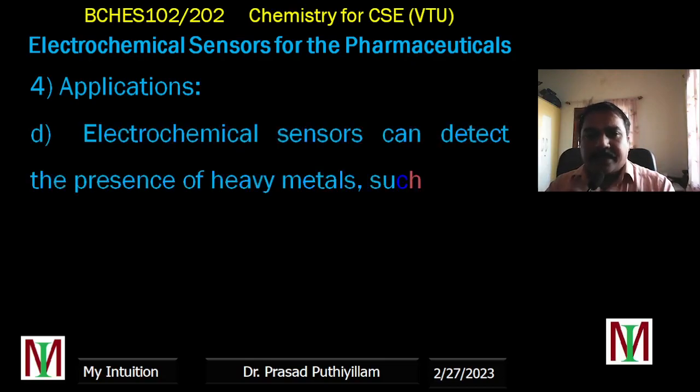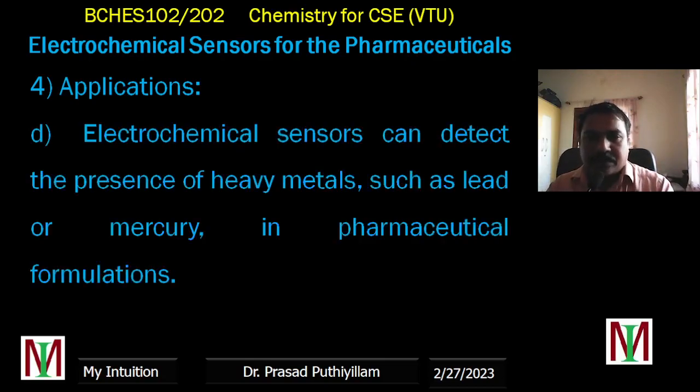Electrochemical sensors can detect the presence of heavy metals such as lead or mercury in pharmaceutical formulations. Some metals we call heavy metals because the size of the ions is bigger than that of other metals. They are not good for our health. We cannot take too much lead into our body. We cannot take too much mercury into our body. Okay, so we need to detect the presence of heavy metals in pharmaceutical formulations.